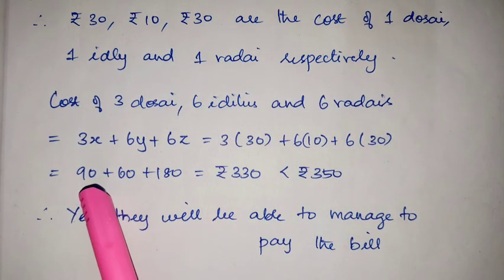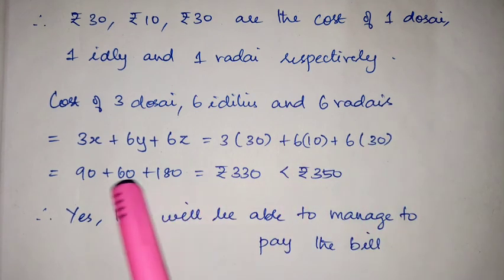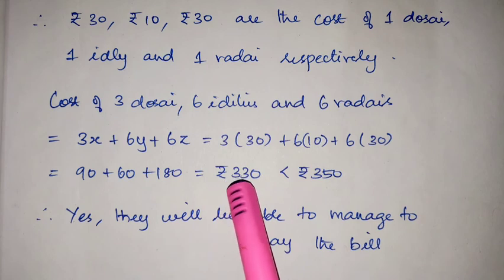So 3 into 30 is 90. 6 into 10 is 60. 6 into 30 is 180. Summing all the three, rupees 330. For this amount they have taken.